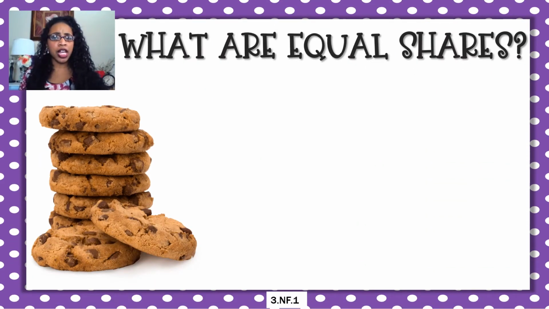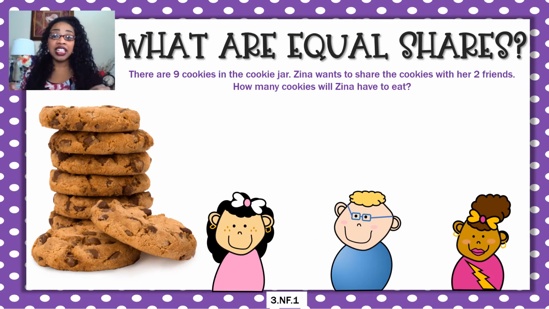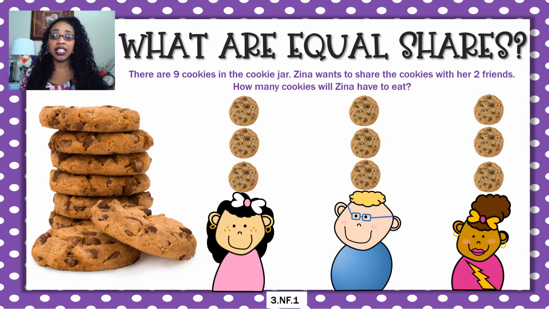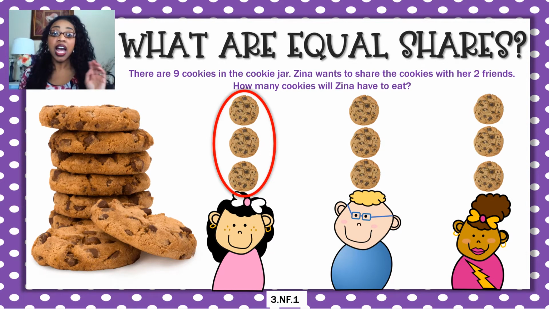So what are equal shares? Well, if there are 9 cookies in a cookie jar and Zena wants to share her cookies with her 2 friends, how many cookies will Zena have to eat? So with equal shares, I'm going to divide up my total amount of cookies equally between these 3 friends. So count with me. 1, 2, 3, 4, 5, 6, 7, 8, 9. So now I am out of cookies, and each friend has an equal amount of cookies. So now when I want to see how many cookies Zena ate, I look at her share and count the cookies. Zena ate 3 cookies.